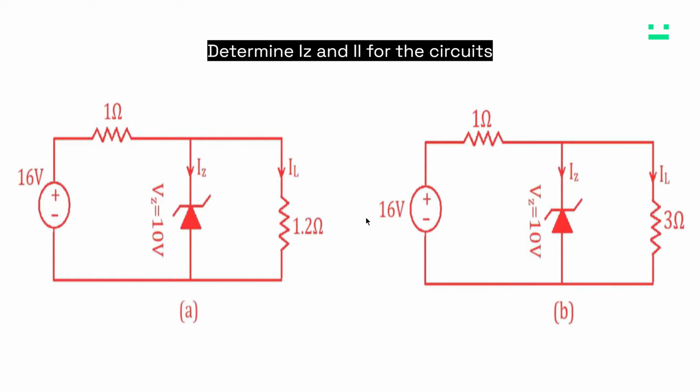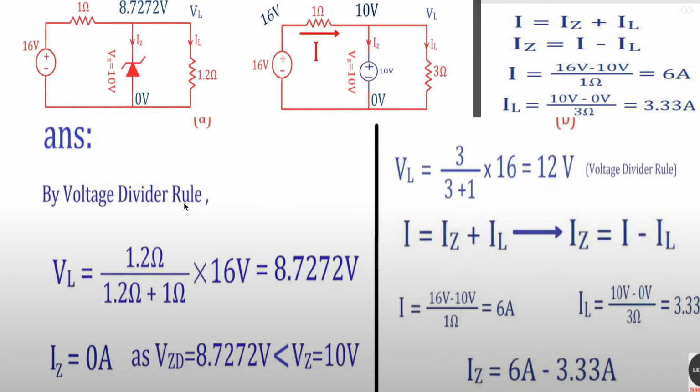Now let's take a math example. Determine IZ and IL for the circuit. Here is the first circuit A and second circuit B. In this circuit, there is no effect from the Zener diode. We can find the voltage difference across this terminal by using VDR, the voltage divider rule. The voltage across the 1.2 ohm resistor, use VDR and find the voltage for circuit A. The other mathematical terms: I equals IZ plus IL.